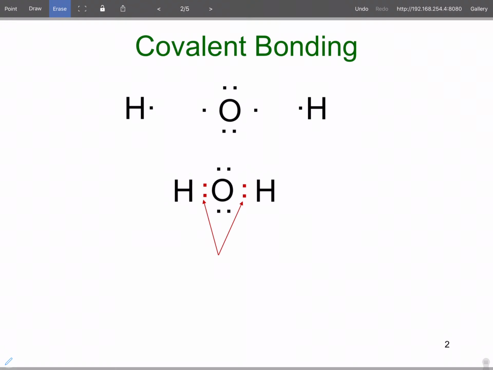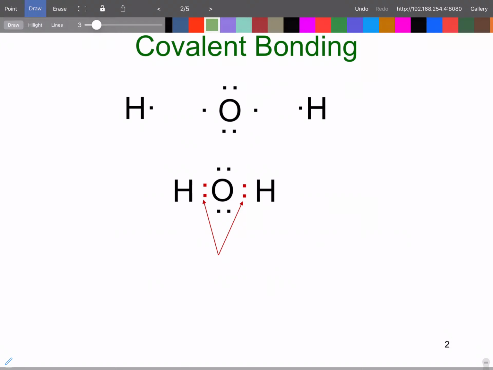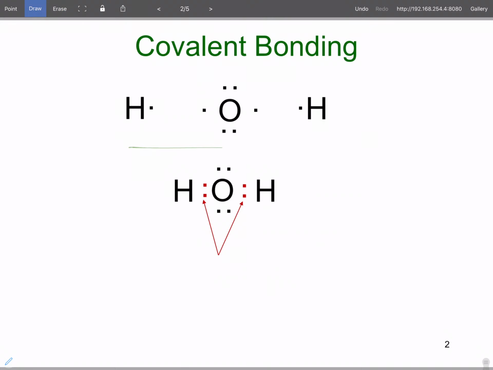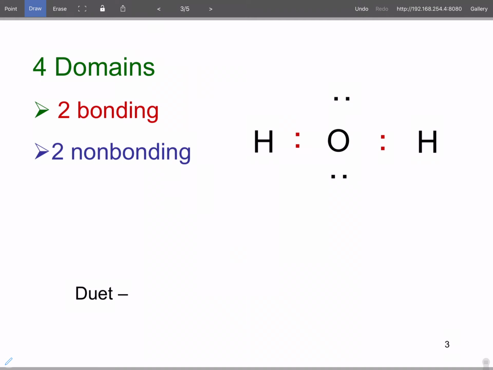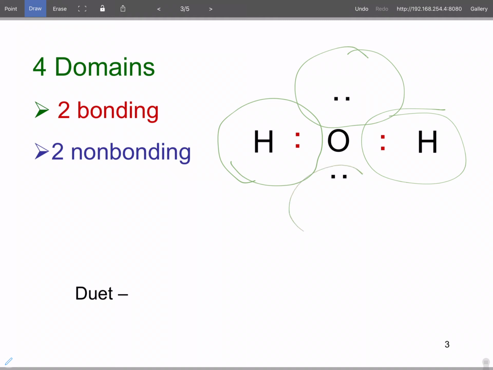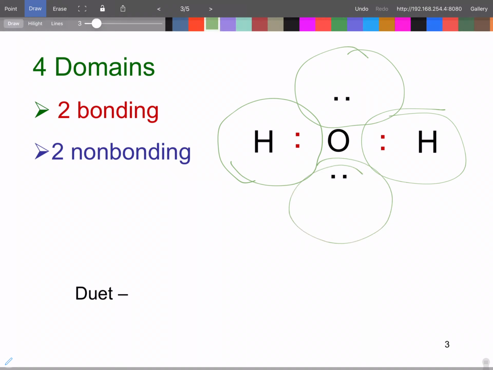And look at the concepts that we have to deal with here. All right, when we look at something simple like water forming, then we have shared electrons to form two bonds. So when we look at this, we've got to look at what we're dealing with. The first thing is we're going to have four domains. Think north, south, east, west is the easiest. You're going to differentiate the domains.